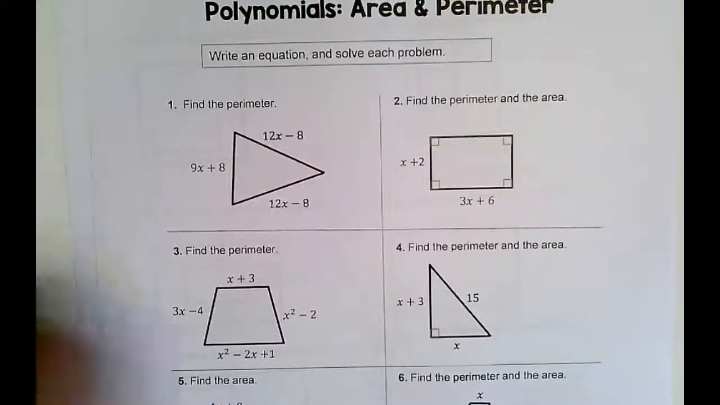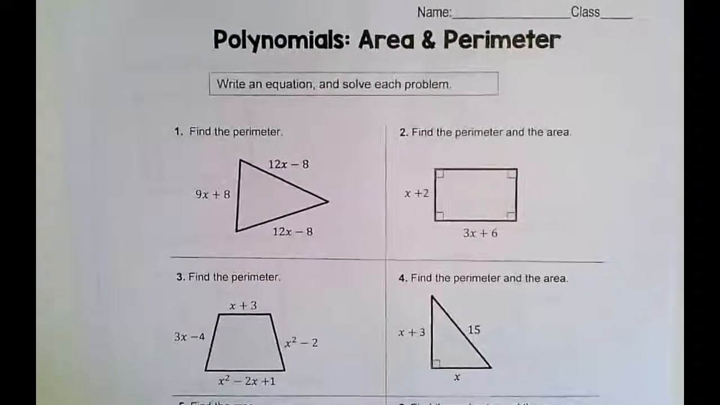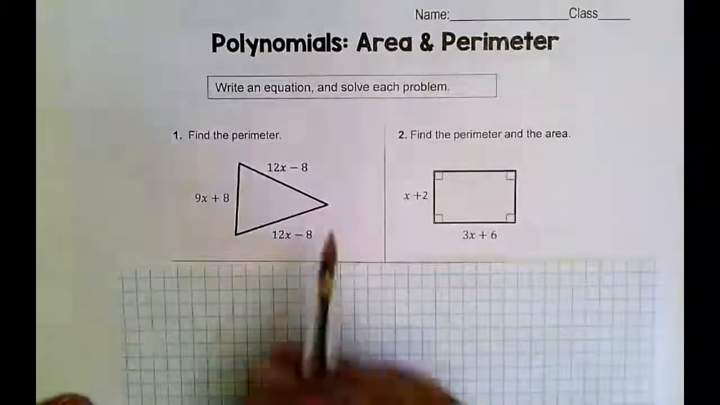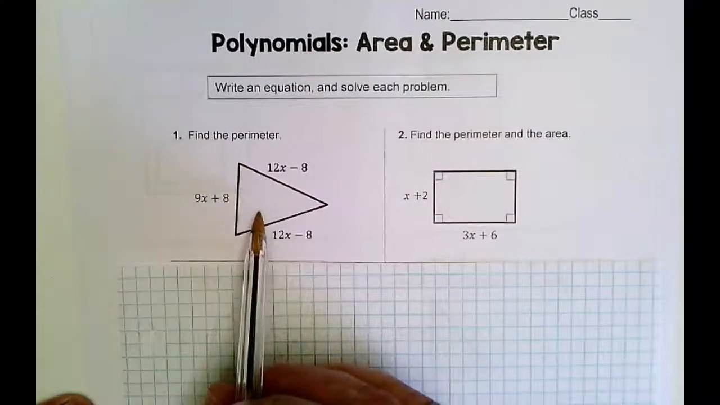Okay guys, today we're going to talk about area and perimeter of shapes using polynomials. We've covered this in the past, but we want to hit it one last time to make sure that we have a solid understanding of it. So the first one that we're going to talk about here is the perimeter of this triangle.